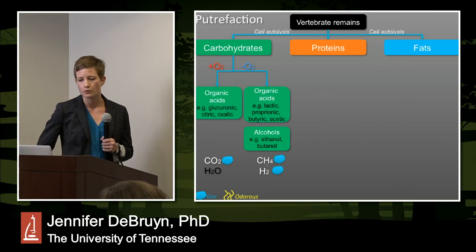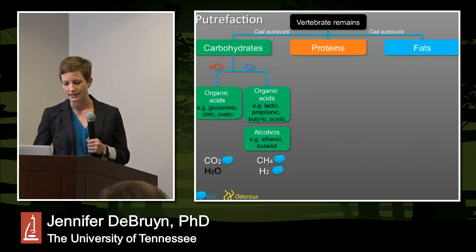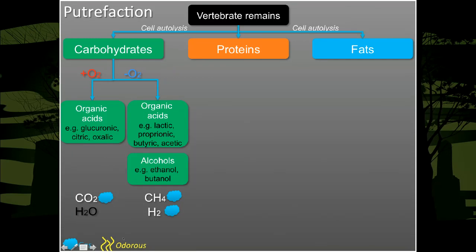So carbohydrates will be converted to organic acids, and if there's oxygen present, we actually get production of CO2 and water, which is the cleanest and least smelly way to decompose everything. This is what you're going for in your compost pile, is oxygenic decomposition. In our bodies, however, in the body cavity, there's no oxygen, and so fermentation predominates. And so we get a production of organic acids, alcohols, this is your classic fermentation pathway, methane, and hydrogen gas.